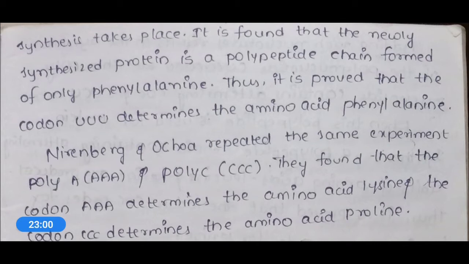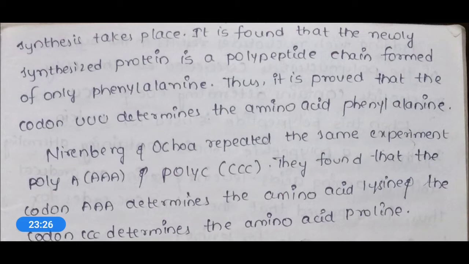As they have used only uracil, that is the U nitrogen base, and all the nitrogen bases of phenylalanine's triplet codon are U, finally phenylalanine was synthesized. And that's why it proved that the triplet codon UUU determines the amino acid phenylalanine.